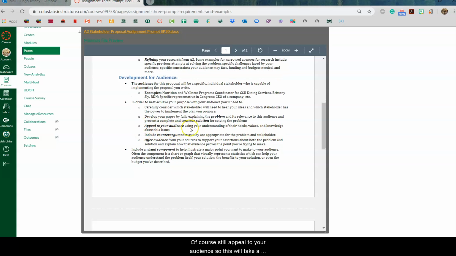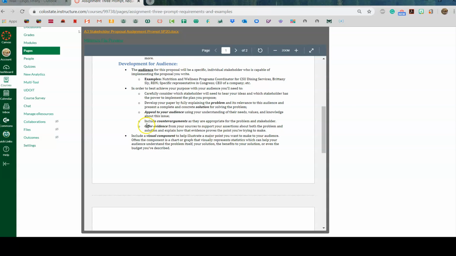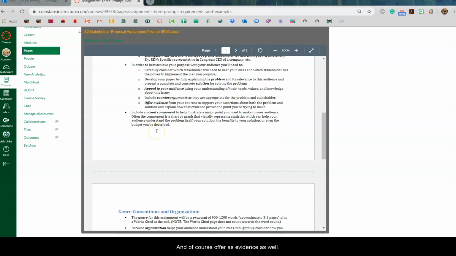Okay, of course, still appeal to your audience, so this will take a little bit of research on who this person is, right? If you're writing to Musk, you'll have to look up his values. What does he value? What does he know? That way, you can address them specifically, and you're not over informing them of something or missing something that they should know. Okay, this paper does require a counter argument, okay, and we'll go over that a little bit more in detail, but you need to make sure that you are addressing the other perspective at some point in your proposal. Okay, and of course, offer evidence as well.